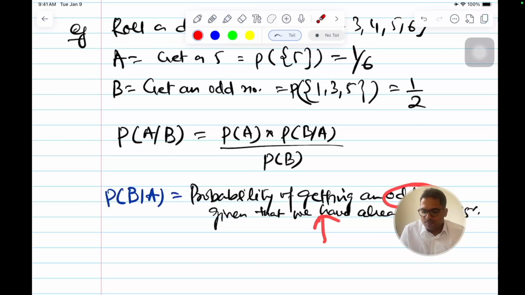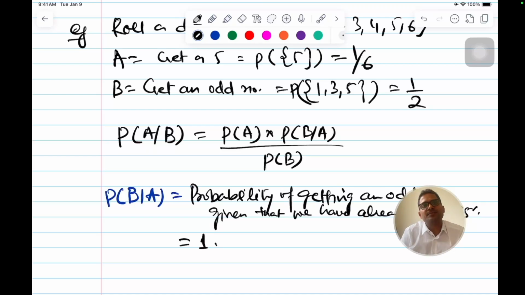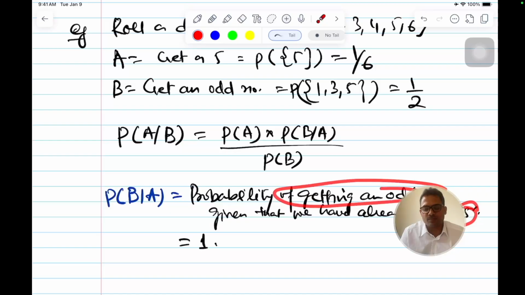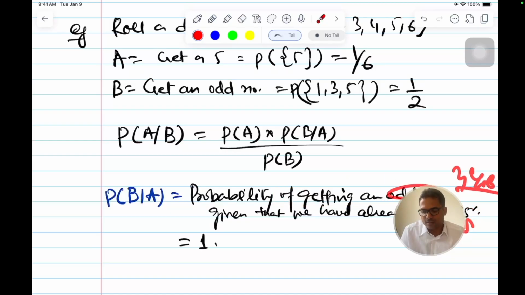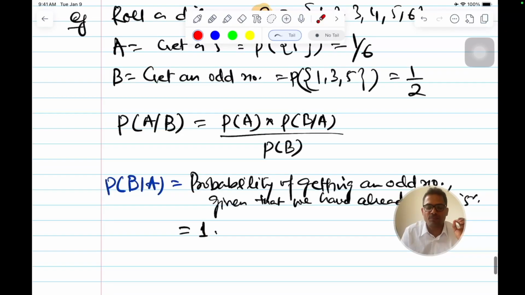Probability of getting an odd number, given that we have already seen a 5. So we have already seen an odd number, right? So what is the probability of getting an odd number now? This probability will be equal to 1, because 5 is an odd number and we want to get an odd number. If we had got 2, 4 or 6, then this would be 0. But since we wanted an odd number and we know that we have got a 5, that is the information we have, probability of B given A. So we can say that this probability is 1, that I have got an odd number for sure.